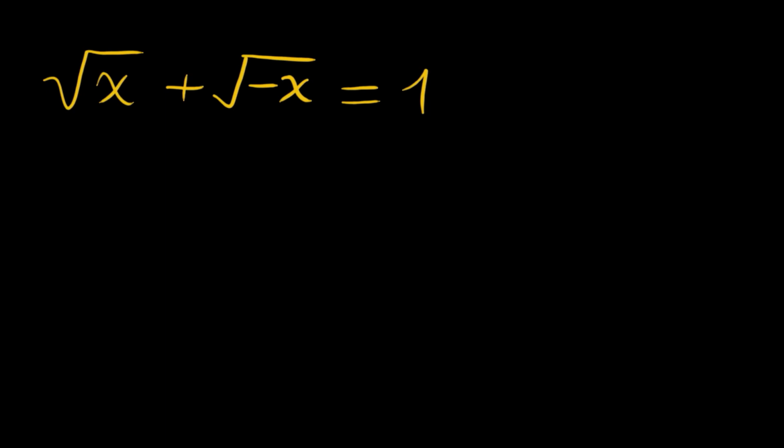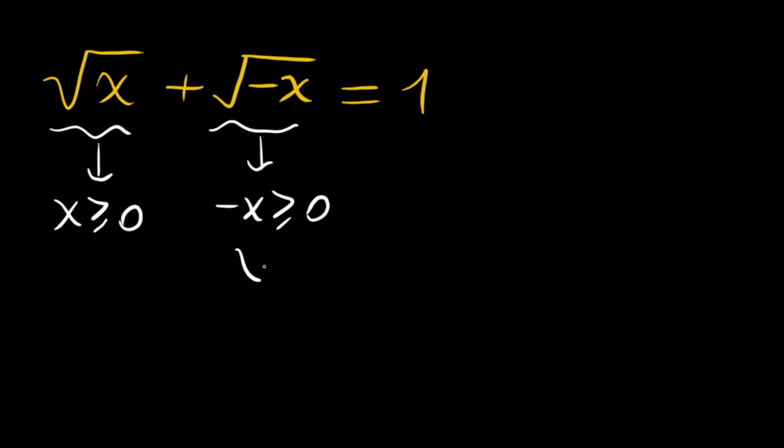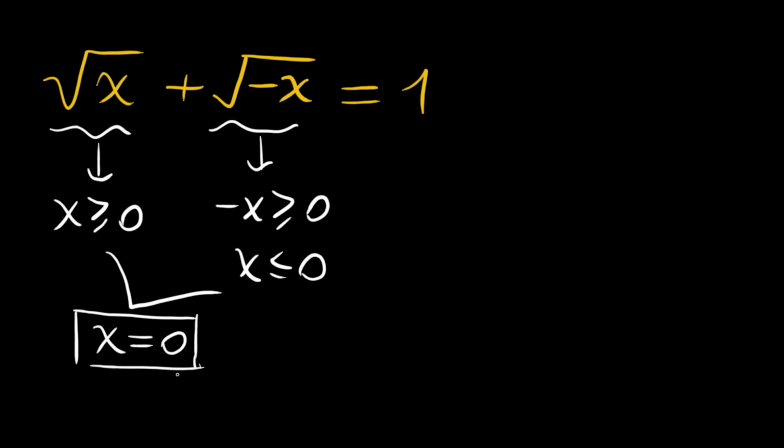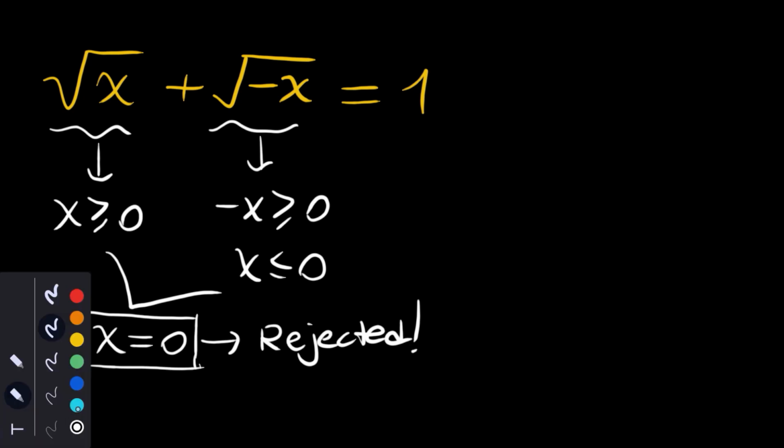Now if x is some real number, then x should be non-negative for the square root of x to be real, and negative x also should be non-negative. Then x should be non-positive, but the only number that is both non-negative and non-positive is x equal to 0, and 0 doesn't satisfy our original equation, so this is rejected. Actually all real x's are rejected. Then we will think about the complex solutions.